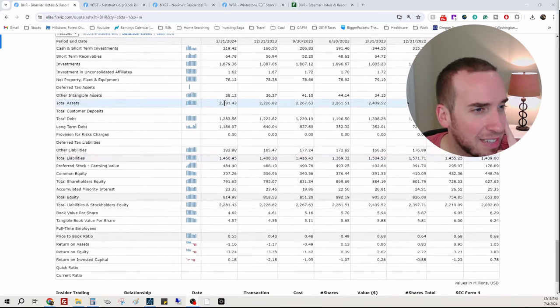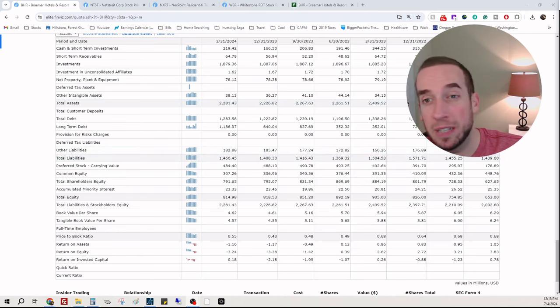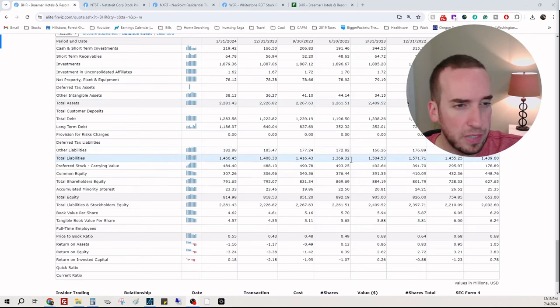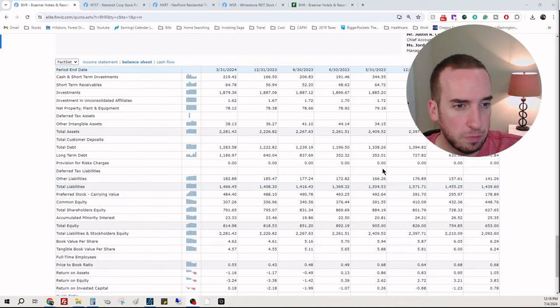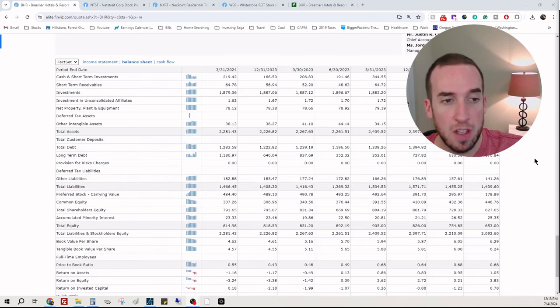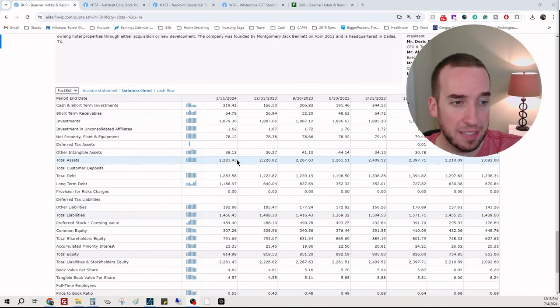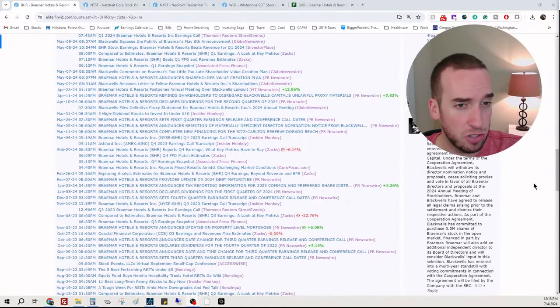Total assets, 2.2 billion. Total liabilities, 1.4 billion. So there is an $800 million buffer there. Let's go back a year from today. 2.4 billion to 1.5. Almost a whole $1 billion buffer. So their buffer's getting tighter. Liabilities are adding up. Assets are going up as well, but that buffer is getting squeezed.